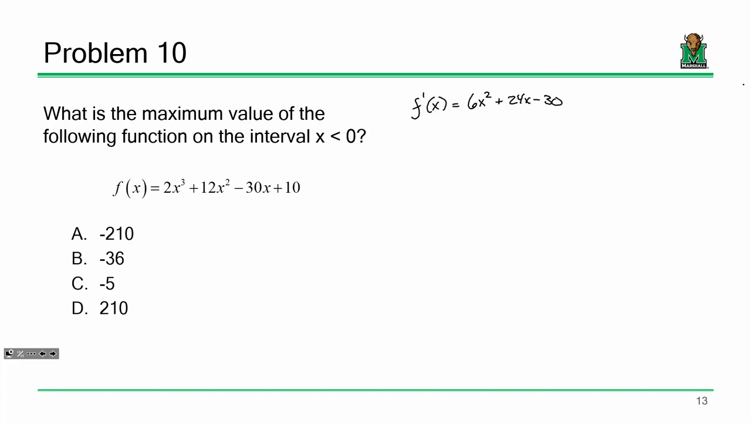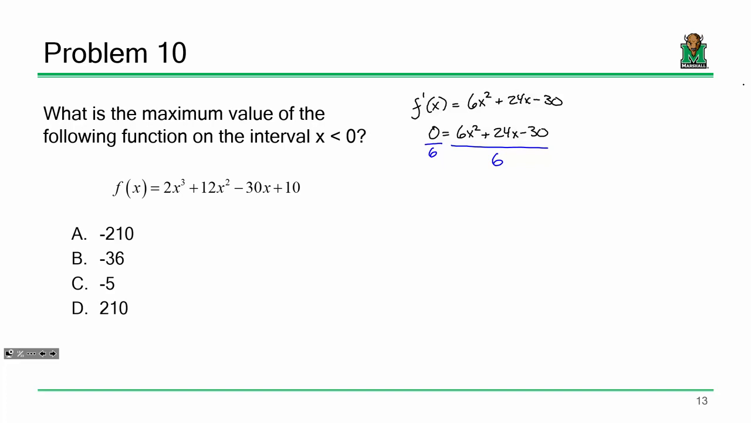So we need to set this equal to 0, don't we? All right, you tell me, how would you attack this problem? Quadratic, but is there something you see here? 6, 24, and 30. I can factor out the 6. I can divide both sides by 6.